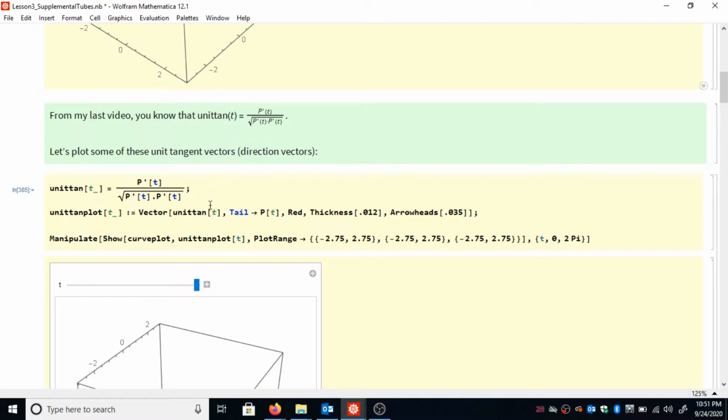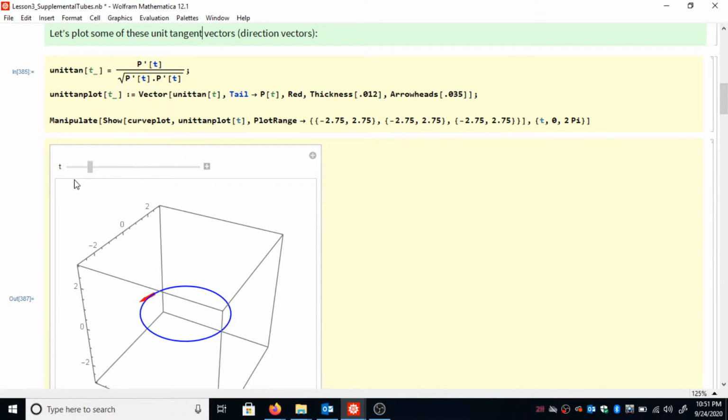Now you guys know from my last video that we can define the unit tangent as the tangent vector divided by its own magnitude, and we could plot some of those unit tangent vectors if you're interested, so you can watch that move around the curve. Very reminiscent of what you saw in 2 dimensions in my previous video.